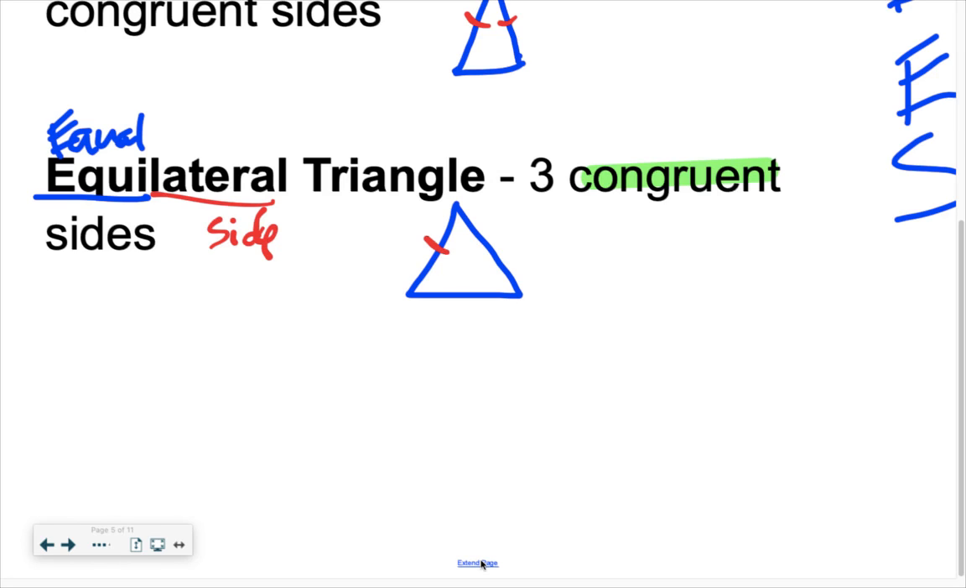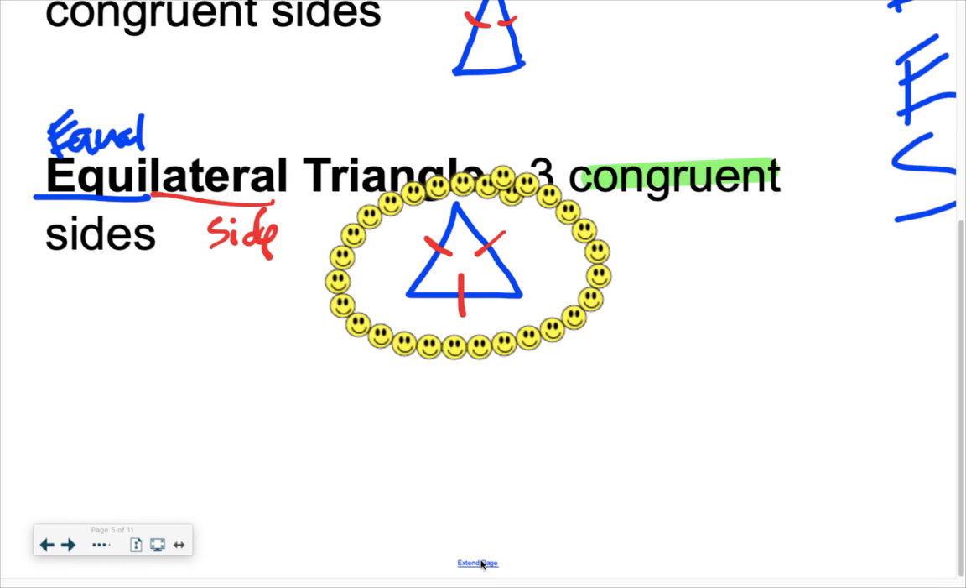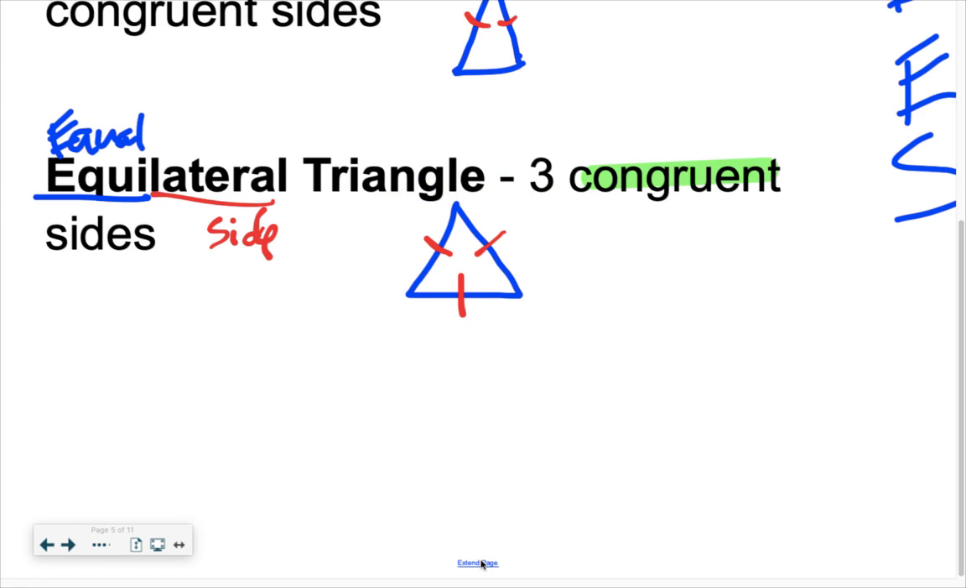Then here we are in geometry, so even if they're not all the same, it doesn't matter. As soon as you put that dash mark on it, like we did here, it doesn't matter how good or how bad you drew it, all those sides are congruent. They're all the same because these marks say so. Not because it looks like it, but because it said so.